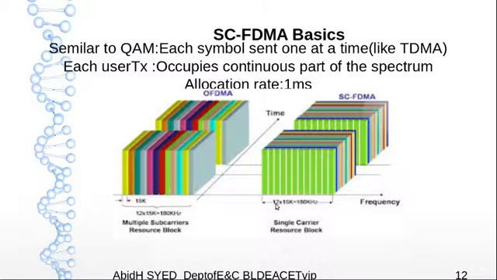What we are doing is entirely dedicating this 180 kHz bandwidth to one particular symbol, but in the time domain it becomes something like TDMA, that means time division multiple access. For a small slot of time, we are transmitting a small part of the data. So this is the difference between OFDMA and SC-FDMA.